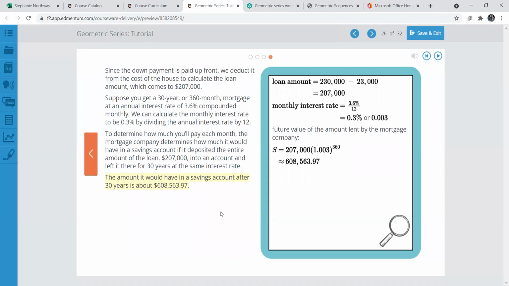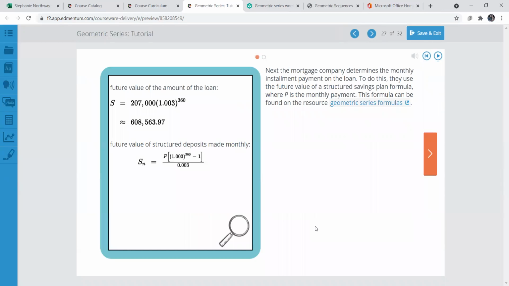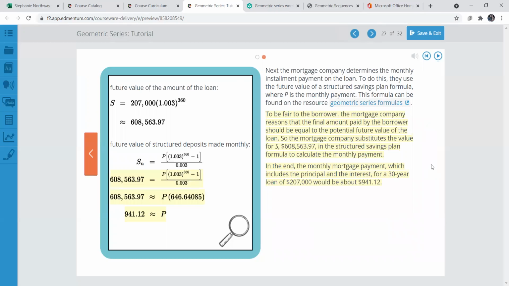You end up paying sometimes, let's see, the amount it would have been in the savings account after 30 years is about 608,563. Okay. So it's just showing what happens as time goes on with a loan. Sometimes interest rates can make a loan, like you end up paying a little bit more money as time goes on because the interest rate is really high. So let's say a loan had an interest rate of 10%. You end up paying a little bit more. Okay, so here's just more examples of that and what's going on.